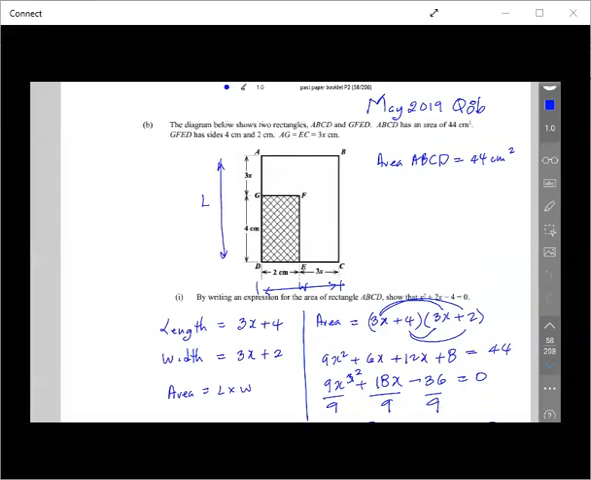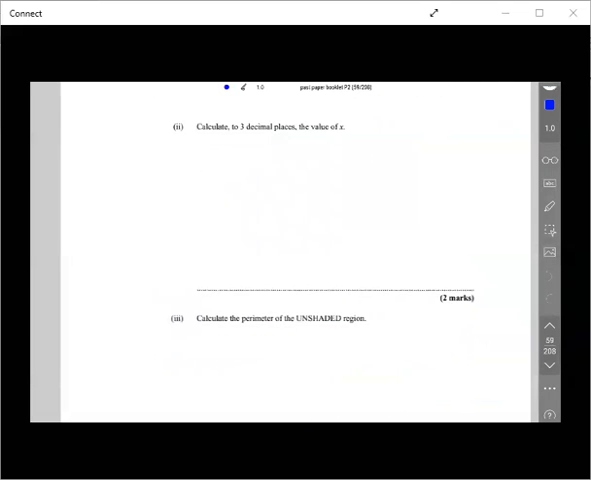Next, we're asked to calculate, to 3 decimal places, the value of x. So I have x squared. Even if you didn't get the first part of the question, you can still get this part. That's my equation. Now, I said to you earlier that if you're solving a quadratic equation and the examiner tells you to write your answer to 3 decimal places, it is a telltale sign that it cannot be factorized and that you must use the quadratic formula.